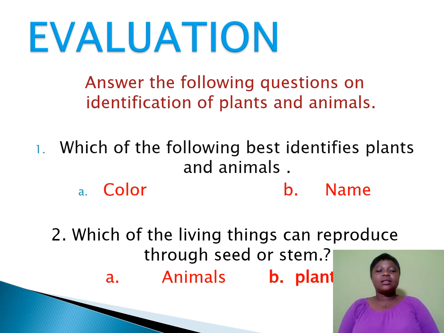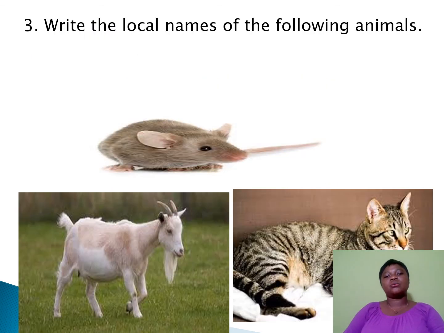Question 2. Which of the living things can reproduce through seed or stem? A. Animals. B. Plants. We said one living thing can do what? Reproduce through the stem or seed. Which of these two? A. Animals. B. Plants.